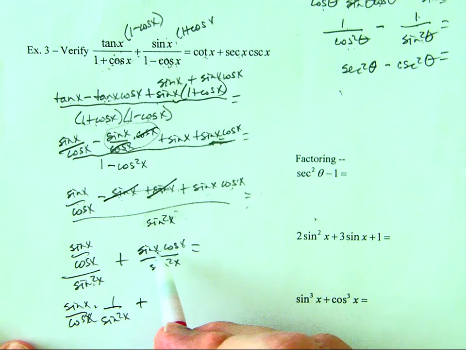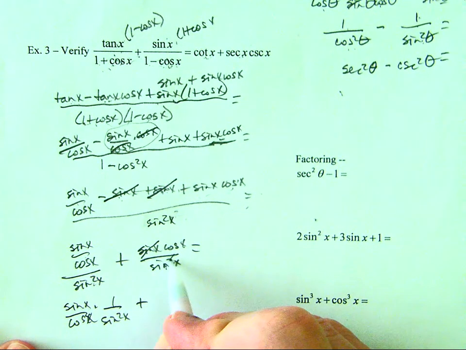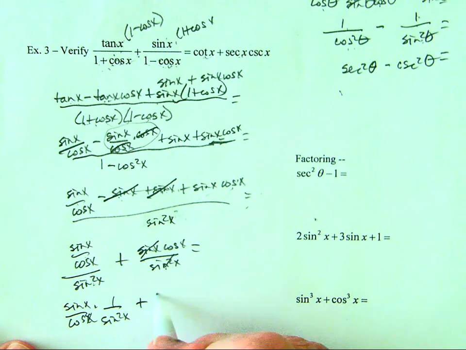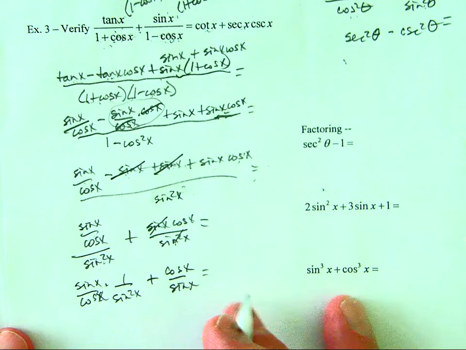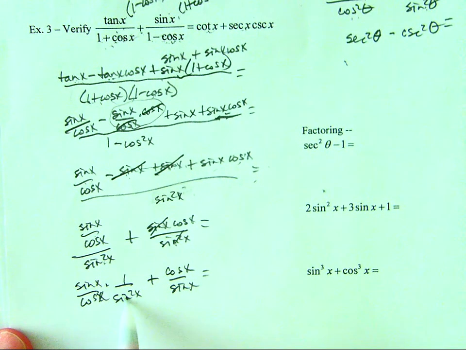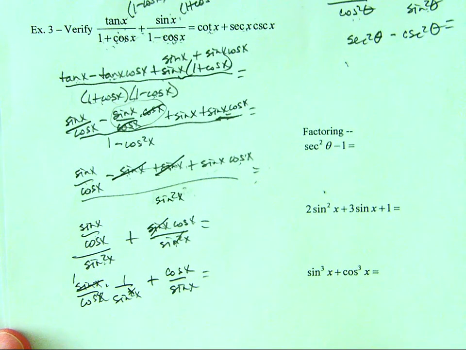here, notice I have a sine on the top and a sine on the bottom. Let's divide top and bottom by sine. That'll get rid of that and one of these. I'm left with cosine x over sine x. Here I have a sine x and a sine squared x. Let's divide top and bottom by sine x. That'll be 1. That'll get rid of one of these.